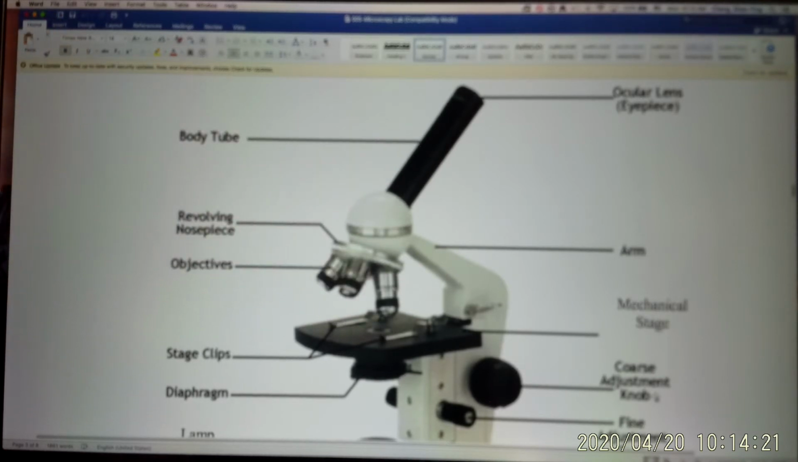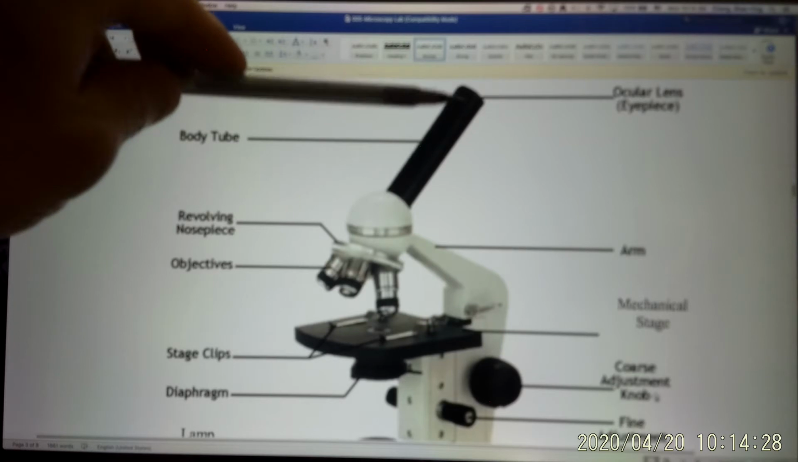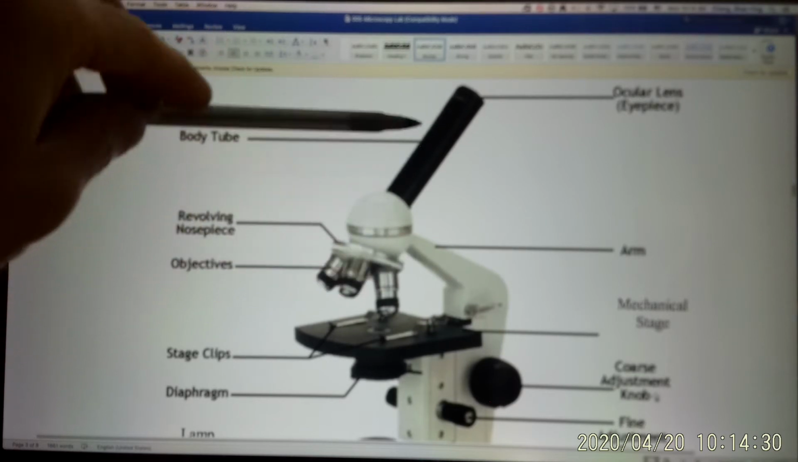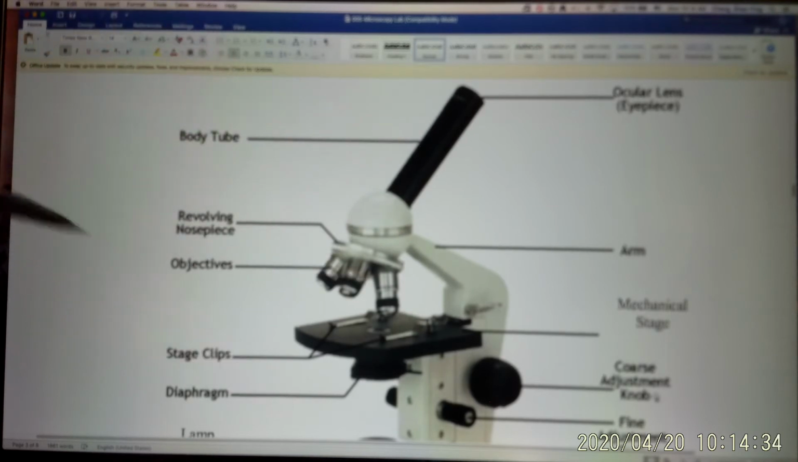And when you calculate the total magnification, that's the magnification power of the ocular lens multiplied by the objective. That's how you get the total magnification, because you have two lenses. So the microscope is just a big magnifier.